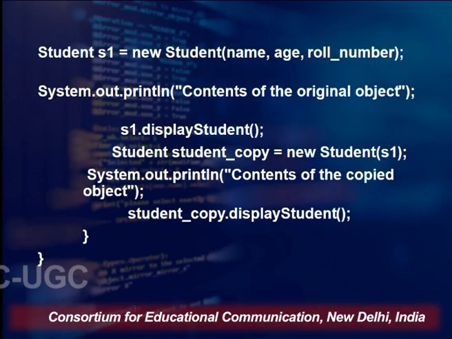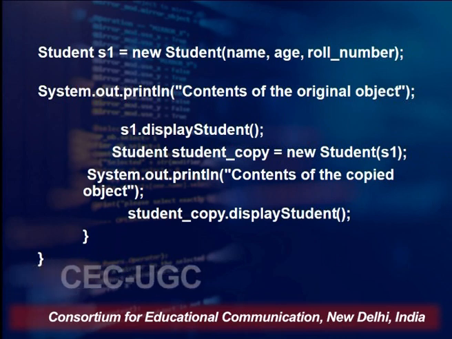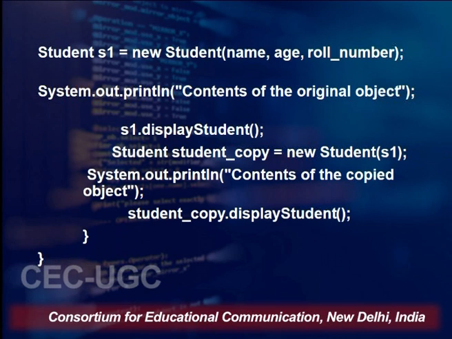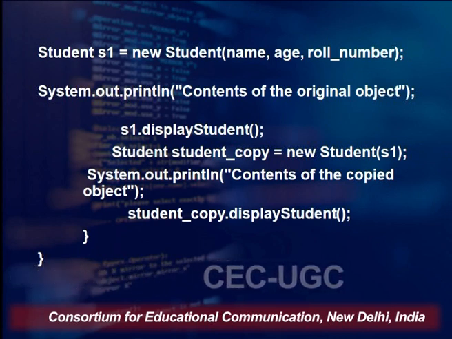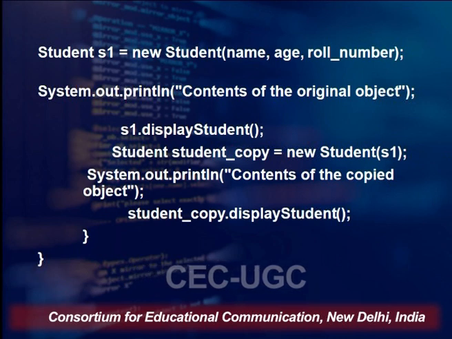Then we have used a constructor here, in which we are saying Student S1 equals new Student(name, age and roll number). So basically what we have done in this particular line is we have created one simple object which is S1. This object is of type Student, or of class Student, and it has been initialized with the variables name, age and roll number, whose values have been taken from the user, as shown on the previous slide.